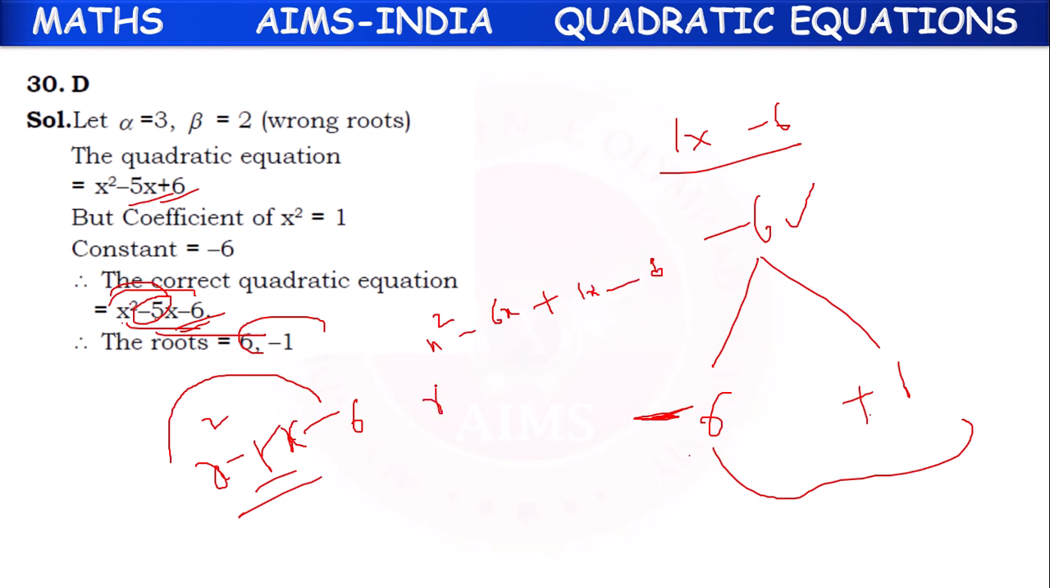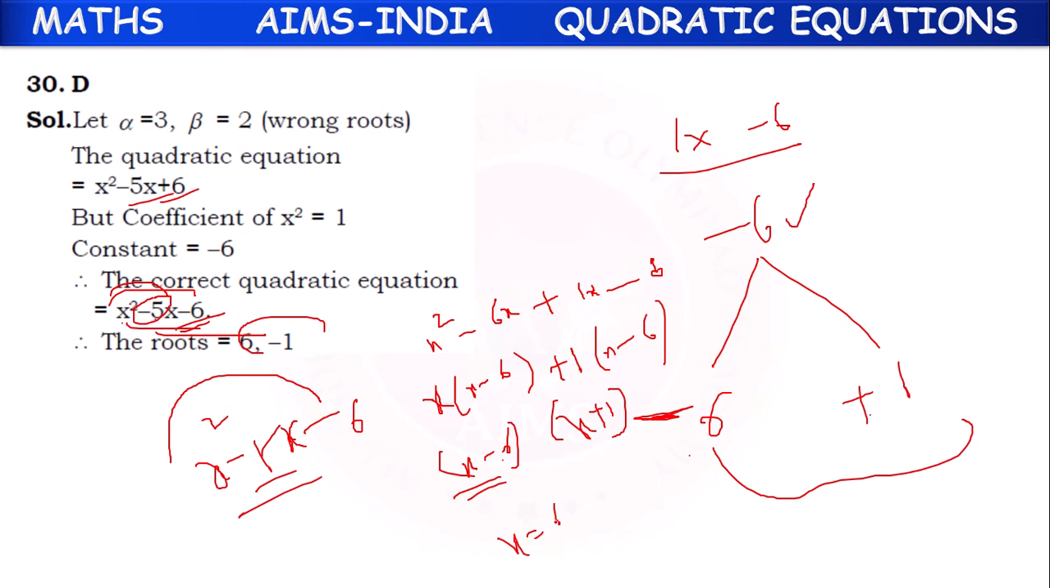If we find the factors, if we take x common, x minus 6. If we take 1 common, x minus 6 will come. If we take x minus 6 common again, here x will remain, here plus 1 will remain. So if x minus 6 equal to 0, x equal to plus 6. If x plus 1 equal to 0, x equal to minus 1. So x equal to 6 and minus 1 are the correct roots, children.